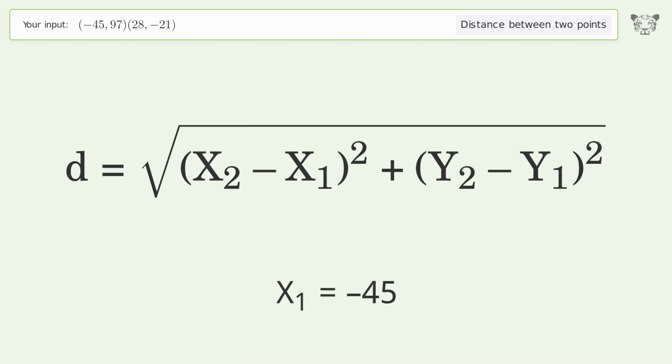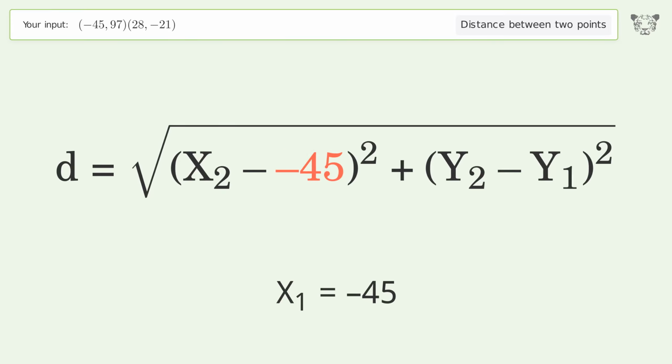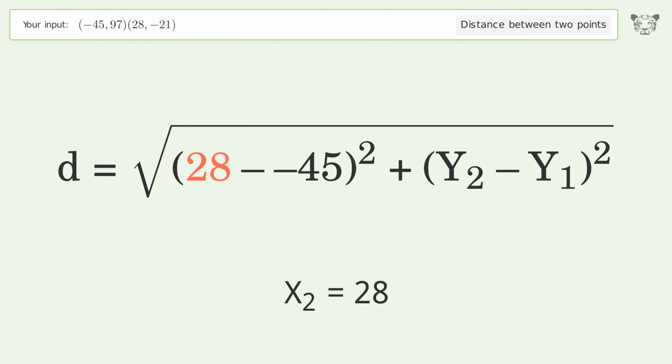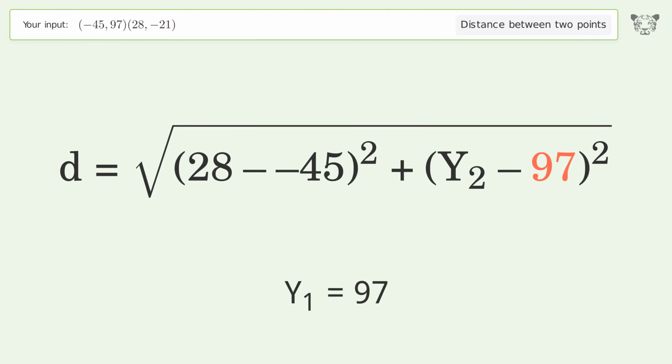x1 equals -45. x2 equals 28. y1 equals 97. y2 equals -21.